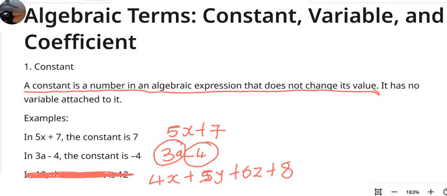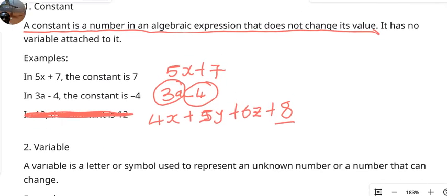Okay, but I can see that if you look at it, 4x, 4 is a number here but it's attached to x, so it can't be a constant. 5 is a number but it's attached to y, so it can't be a constant. 6 is attached to z here, so it can't be a constant. But look at this 8 here. 8 is alone, so 8 is definitely the constant. So anytime they give you an algebraic expression, just check for that number that is standing alone with no alphabet attached to it, and that's your constant.